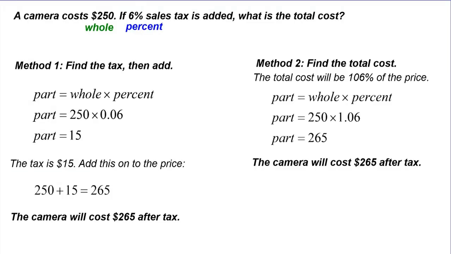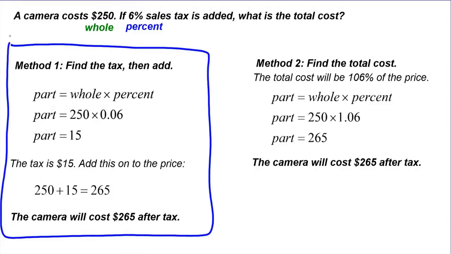Now, there are two methods for solving these types of tax problems, and I'm going to show one right here. And that is to find the tax, or how much money the tax is going to be, and then add that on to the price. So here the cost of the camera is the whole amount, $250, and obviously the 6% is the percent. So the part is missing in this problem. So I'm going to use the equation part equals whole times percent. And 6% as a decimal is 0.06. So the part, or the amount of money the tax is going to be, is 250 times 0.06, which is 15, or $15. So the tax is $15.